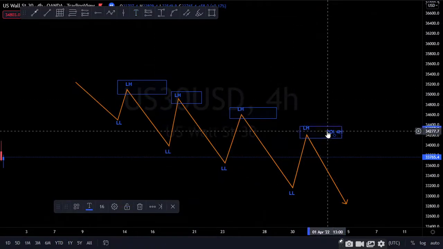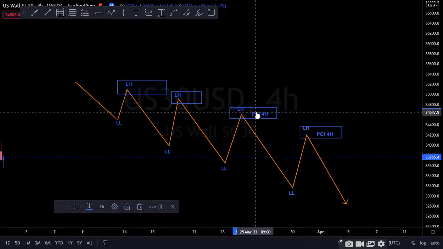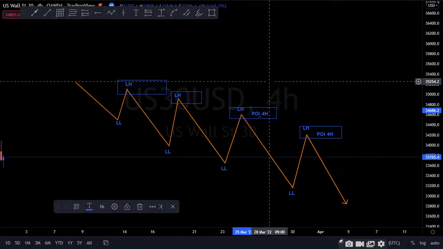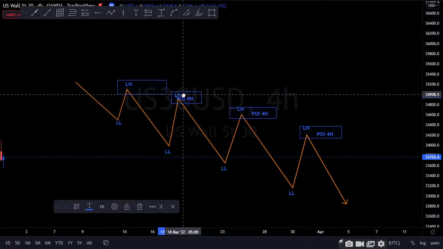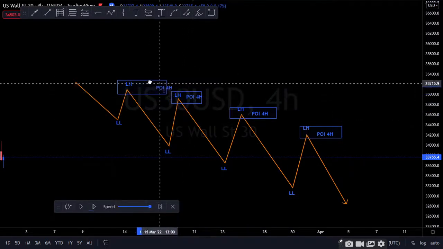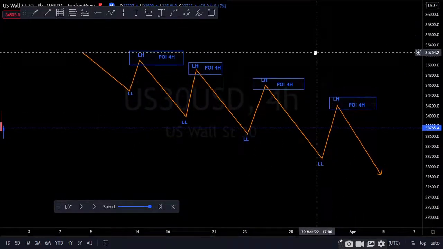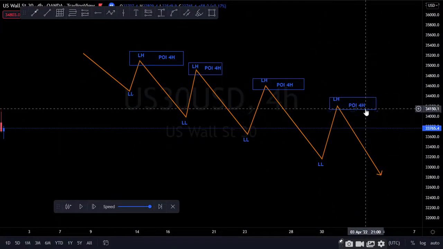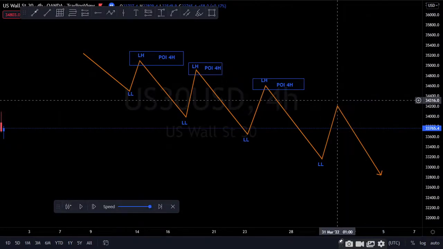I told you it is a 4-hour time frame. Let me tell you this, I do 80% of my analysis in the 4-hour time frame. It is the intermediate time frame, and it is the time frame where I get most of my profit. So I do 80% of my analysis in the 4-hour time frame. Good, so we have the POIs. This is how bearish market structure moves. Let me delete this.